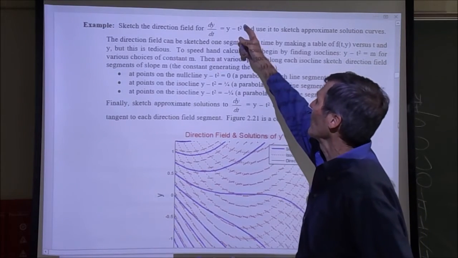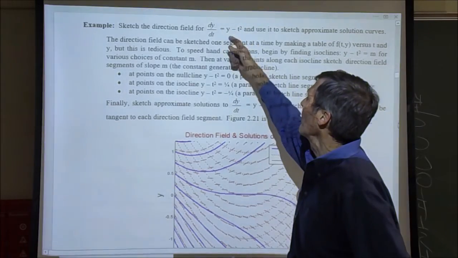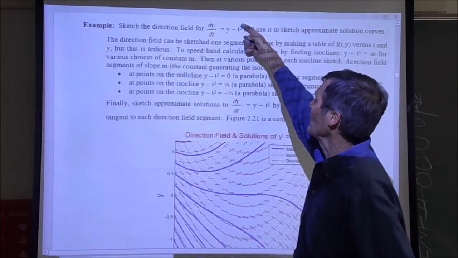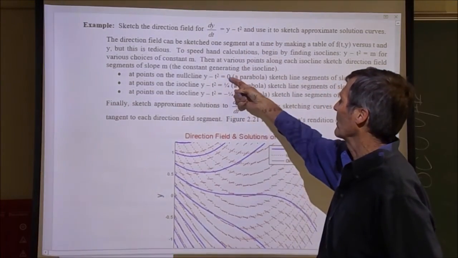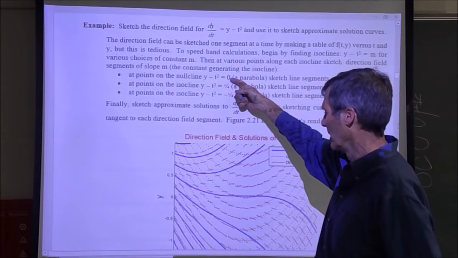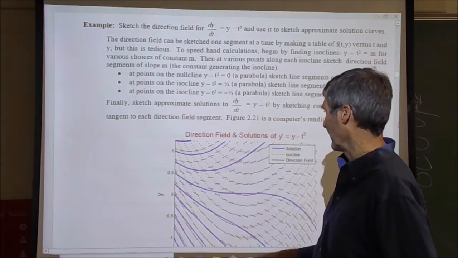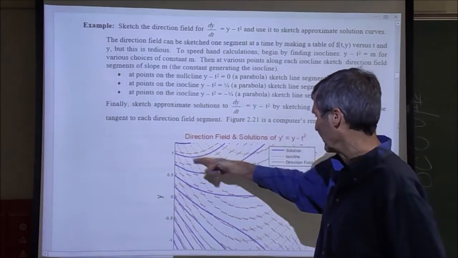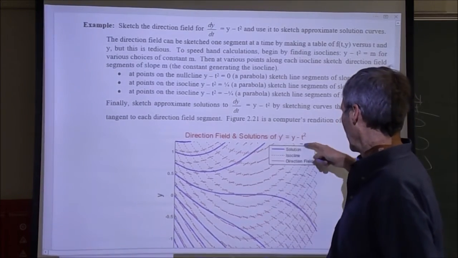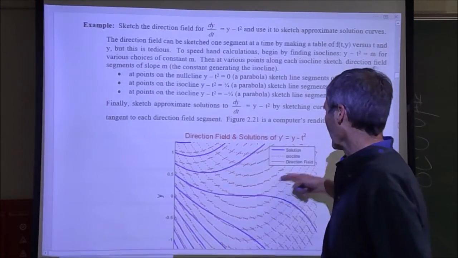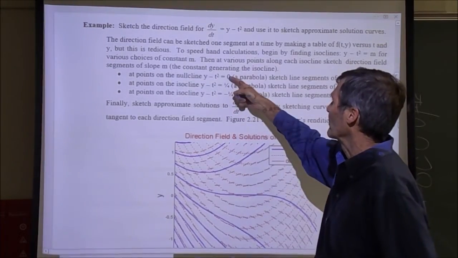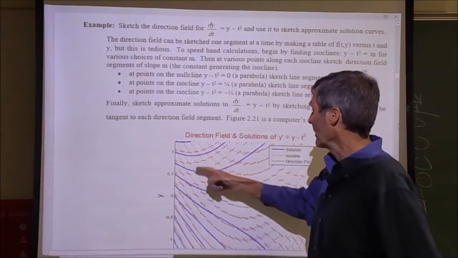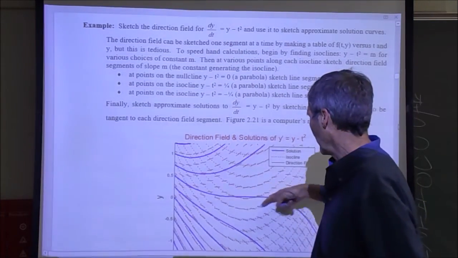If I want to get a particular slope, I take a curve y minus t squared equals a constant. If I take y minus t squared equals 0, that's the parabola y equals t squared. That's very easy. It goes through 0, 0. Along this curve, y minus t squared equals 0, so dy dt is 0, and every line segment that goes through this curve right here will have slope 0.